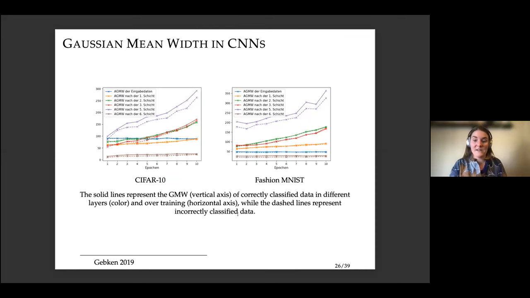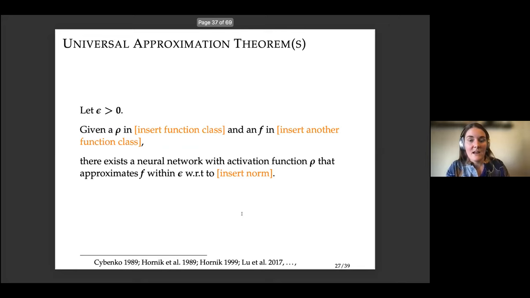Okay, so now moving on to the third fragrant piece, the third class of things in this potpourri. We're going to start off with the universal approximation theorem. This is just a huge class of theorems, kicked off by Cybenko and Hornik, and many, many people have done lots and lots of work since then. And I'm not an expert in these kinds of theorems.